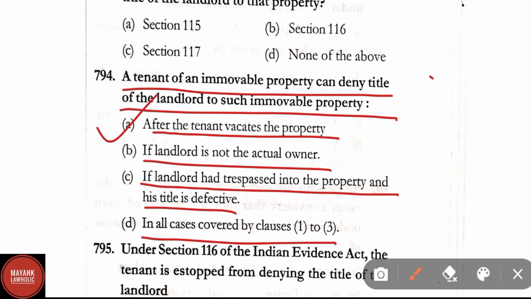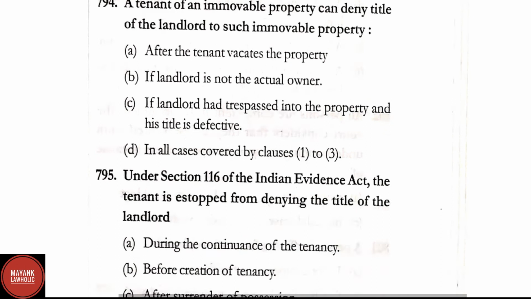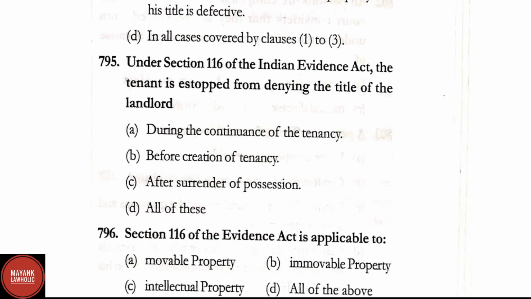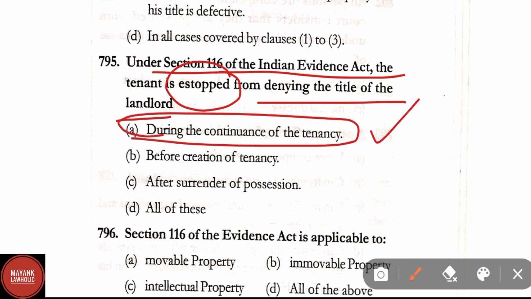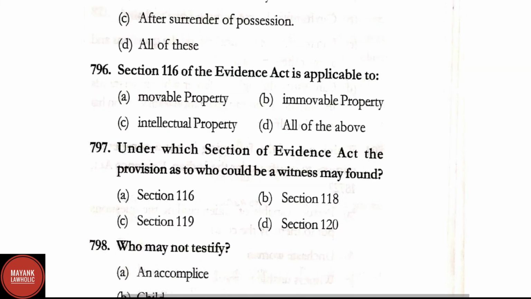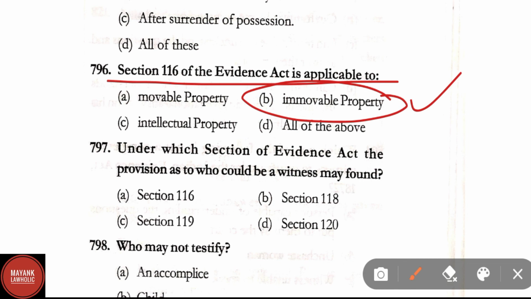After the tenant vacates the property, a tenant of an immovable property can deny the title of the landlord to such immovable property. Question number 795. Under section 116 of the Indian Evidence Act, the tenant is stopped from denying the title of the landlord during the continuance of the tenancy. Option A is the right answer. Question number 796. Section 116 of the Evidence Act is applicable to immovable property.